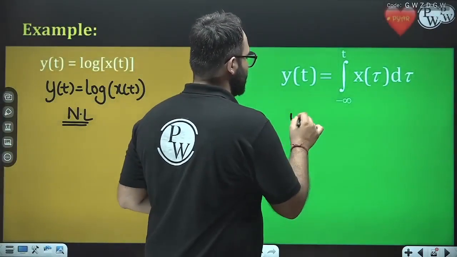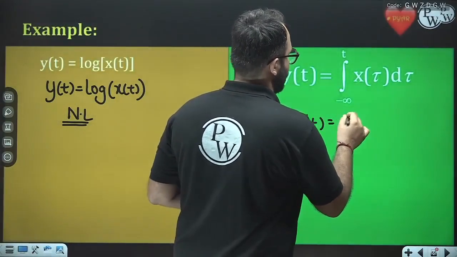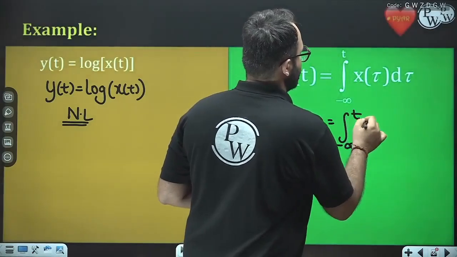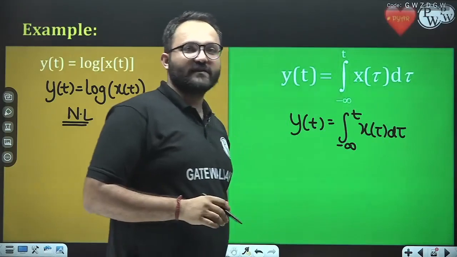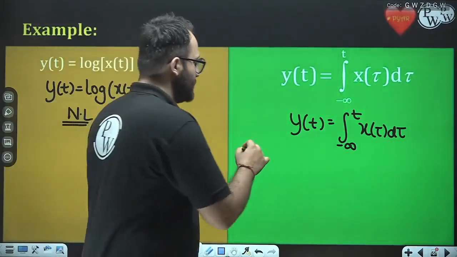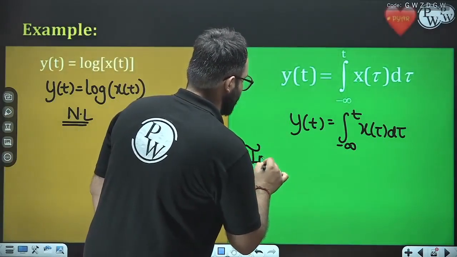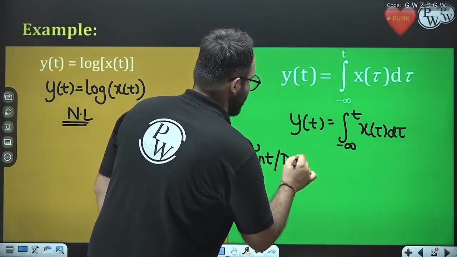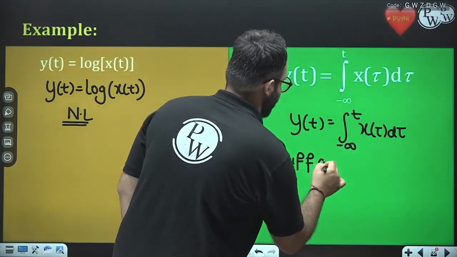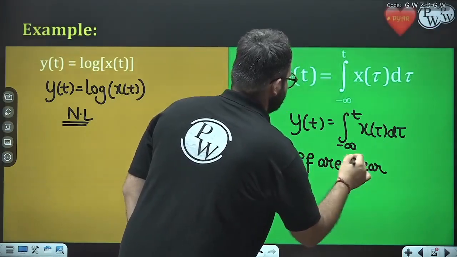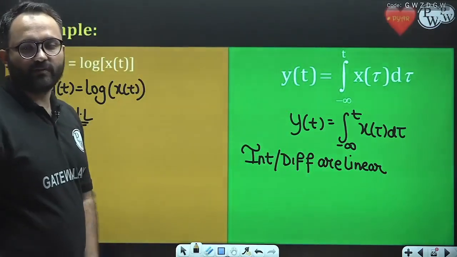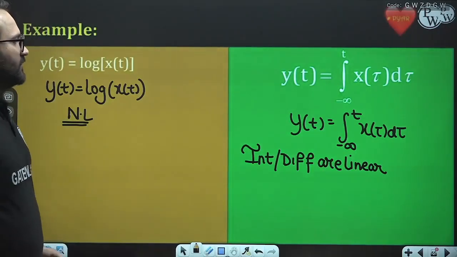Last is y(t) equals the integral from minus infinity to t of x(tau) d tau. Always remember that integration and differentiation are linear operations. So this is a linear operation.